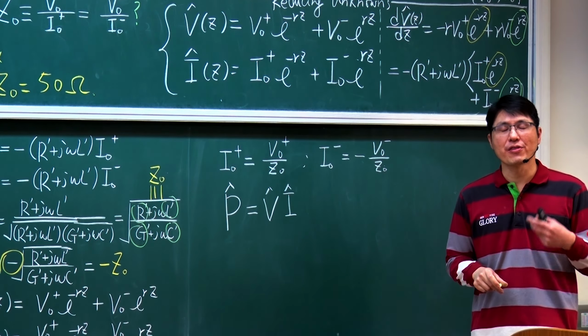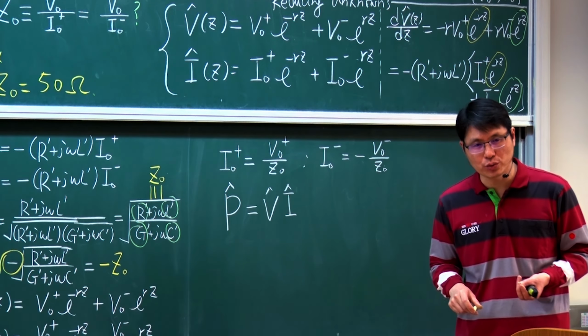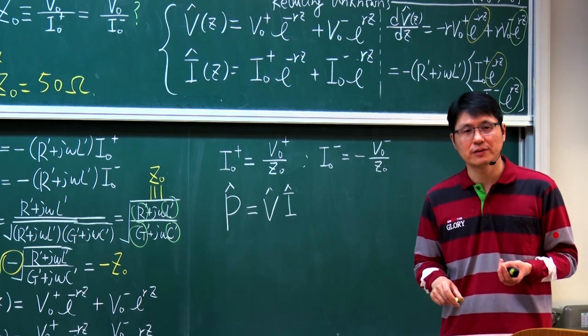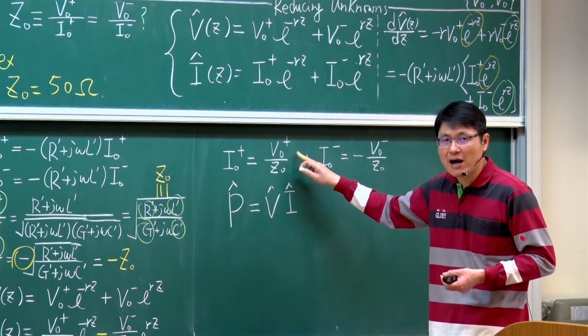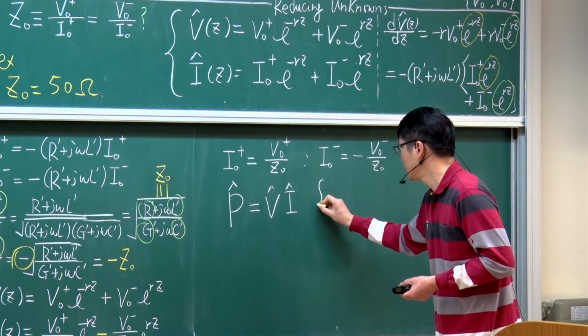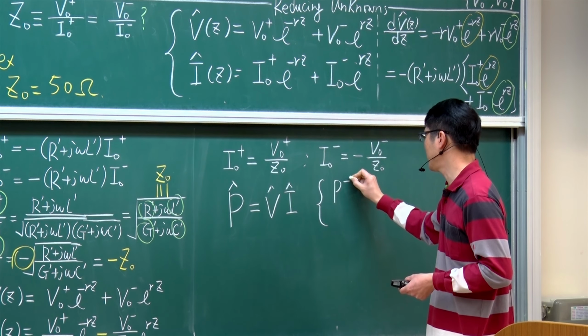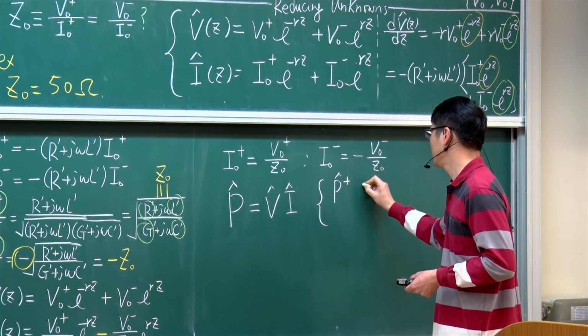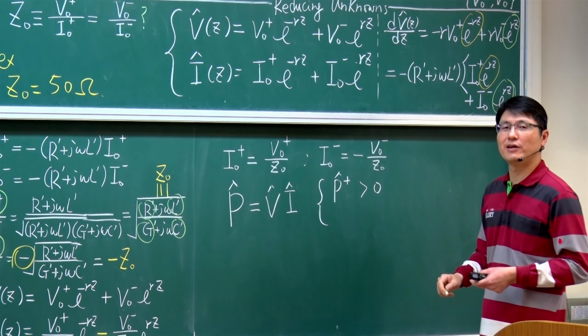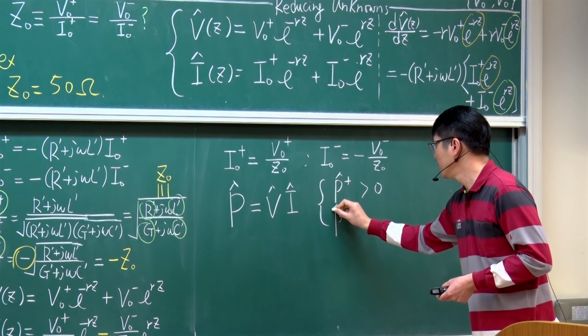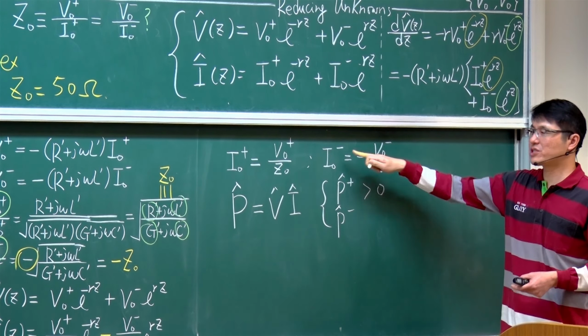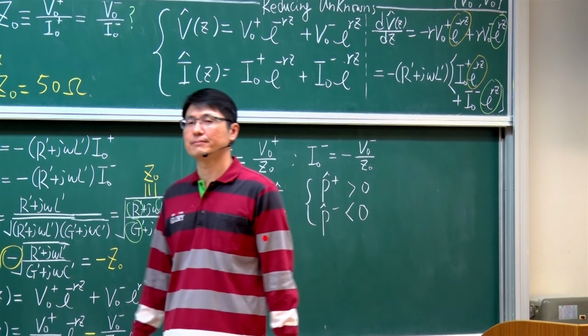Right? The things you learned in high school, but you forgot. Okay. P equals V times I. So for the positive wave, P positive is positive. P negative, under this definition, is negative. Right?